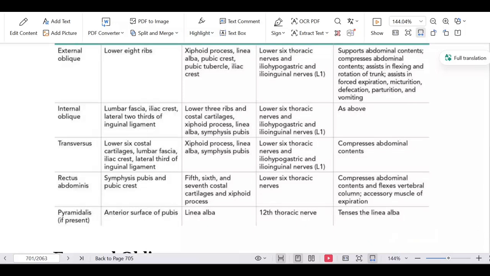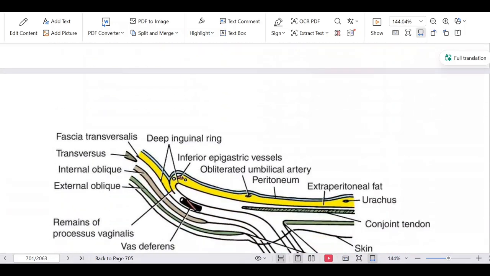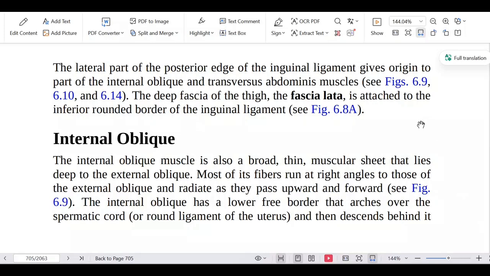Now let's see the internal oblique in further detail. The internal oblique muscle is also a broad thin muscular sheet like that of the external oblique, but it is deep to the external oblique, and there is one difference. The fibers of the external oblique, we saw, were coming downward and forward, but the fibers of the internal oblique are at right angles to those of the external oblique, and they are going to radiate upward and forward. Okay, so that's the difference. The fibers of the external oblique were coming downward and forward, and the fibers of the internal oblique are going to radiate upward and forward.